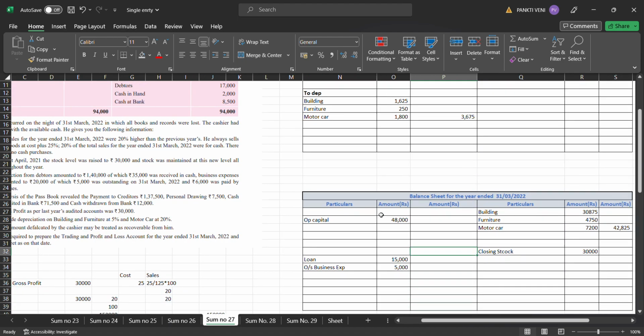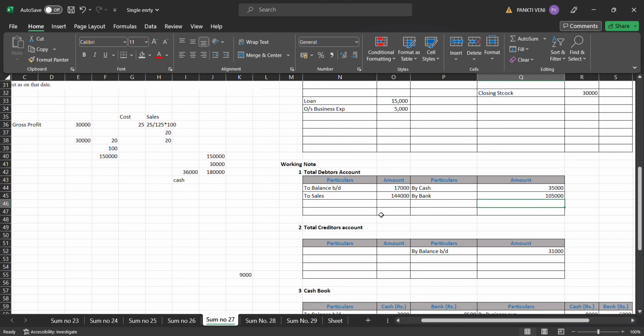Amount defalcated by cashier may be treated as recoverable. Okay, so now the posting part, the closing part, is left. So let us try to close our working notes first. Here you have the opening balance and bank, but you don't have the closing balance. So your closing balance will be your balancing figure. So let us close this, 1,61,000. If I close this, balance carried down, this is the balancing figure. This part is done.